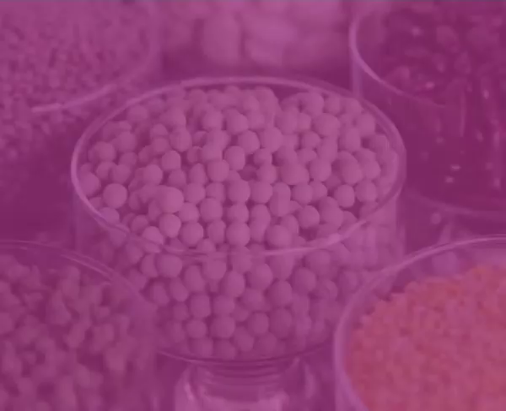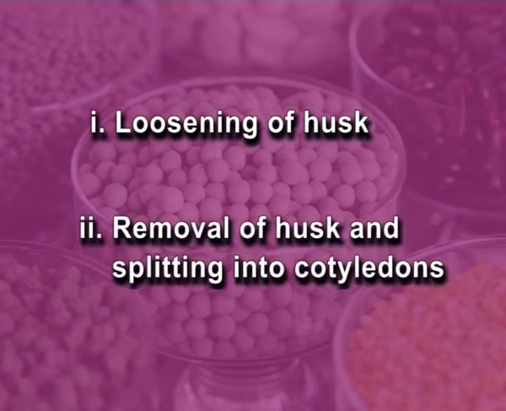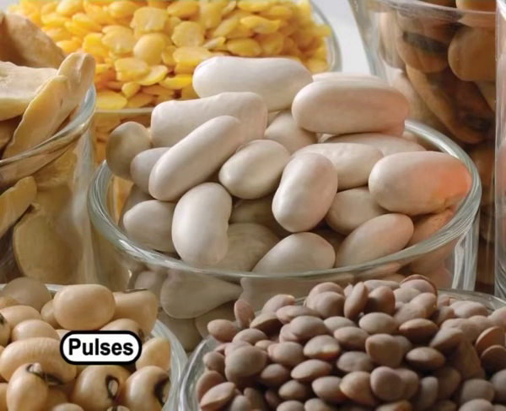The milling of pulses involves two major steps. The first one is loosening of the husk, and the second one is removal of husk and splitting into cotyledons. Pre-milling treatments are given to almost all kinds of pulses, which helps in easy removal of husk. The processes and equipment for loosening of husk, separation of husk from cotyledons, and its splitting differ. They differ from crop to crop, cultivator to cultivator, and place to place.